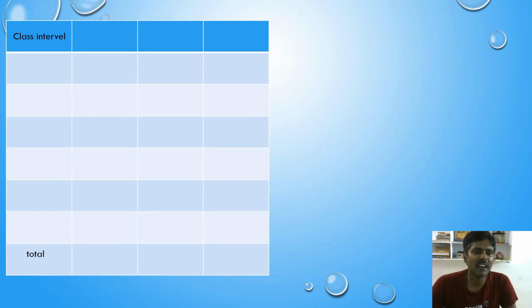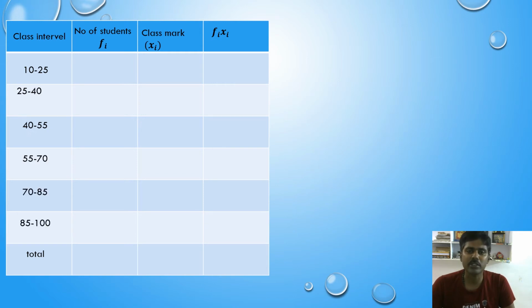Here I will take the class intervals, the number of students as frequency fi, the class mark as xi, and their product as fi xi. So the class intervals are 10 to 25, 25 to 40, and I will take all the classes like this. Observe that the length of the class is 15 and these classes are exclusive classes. The frequencies are 2, 3, 7, 6. The total of frequency, denoted by sigma fi, equals 30.